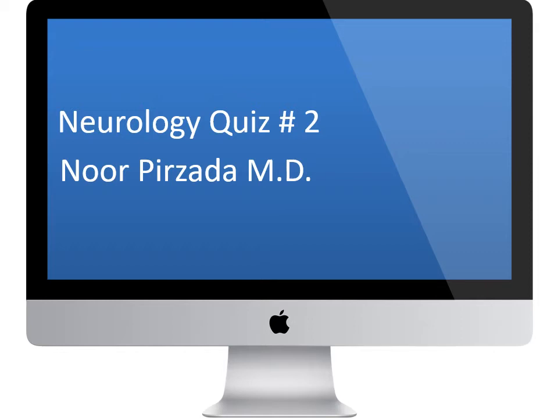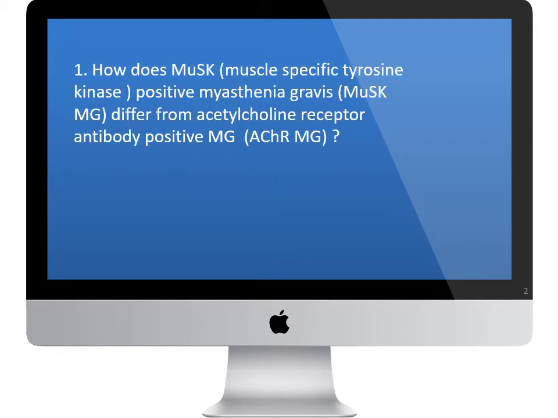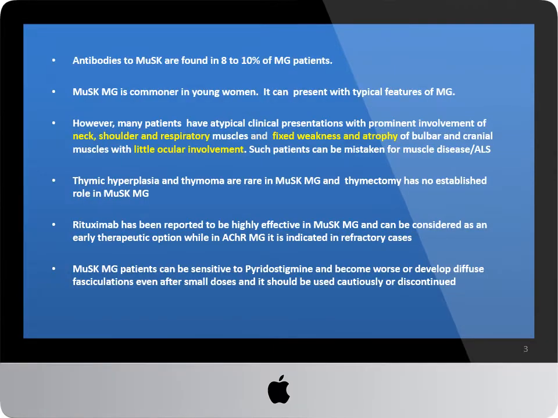Neurology quiz number 2. How does MuSK positive myasthenia gravis differ from acetylcholine receptor antibody positive myasthenia gravis? Antibodies to MuSK are found in 8 to 10% of myasthenia gravis patients. MuSK MG is commoner in young women.